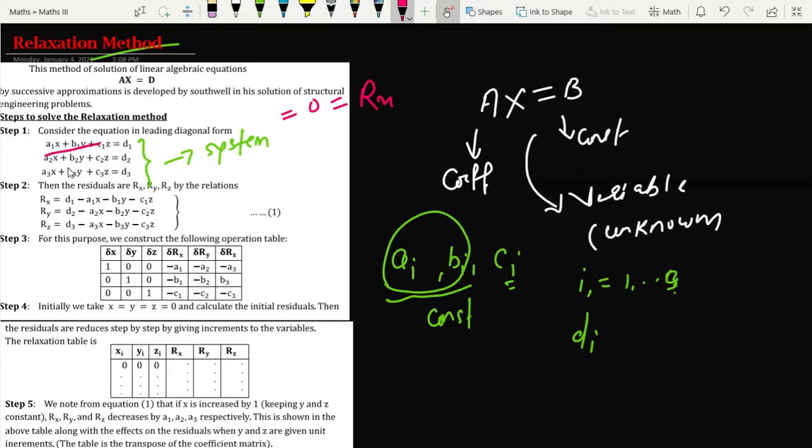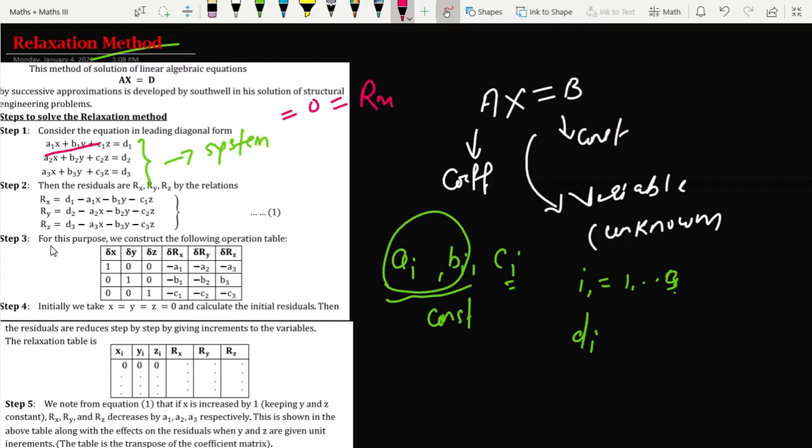Similarly, for the second equation we follow the same procedure and find Ry, given by d2 - a2x - b2y - c2z. From the last equation we find the third residual, Rz, given by d3 - a3x - b3y - c3z. So this is the second step. In the first step we write the equations, and in the second step we find the residuals by shifting all the terms to the right hand side and making the values equal to 0.